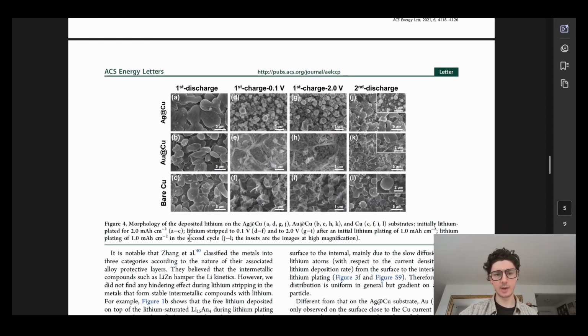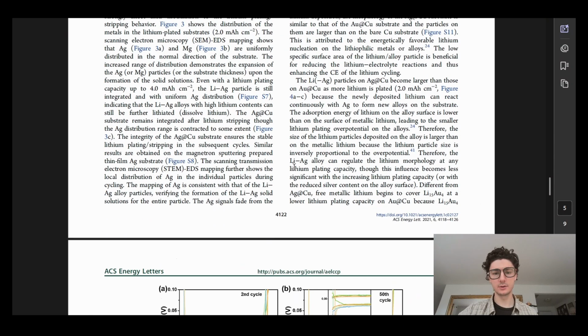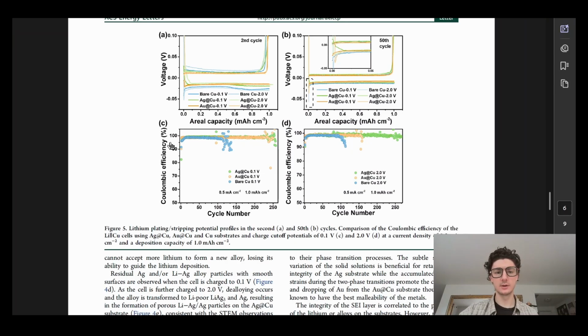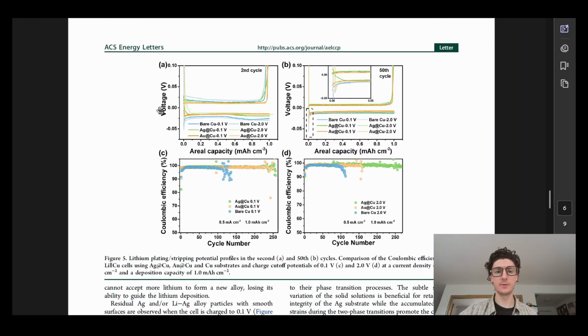Here, I guess they show some battery cycling, charge and discharge behaviors. And here we have the classic battery plots. Coulombic efficiency as a function of cycle number. And we have voltage as a function of capacity. I guess this is the nucleation overpotential here. Lithium plating/stripping potential profiles in the second and 50th cycles.